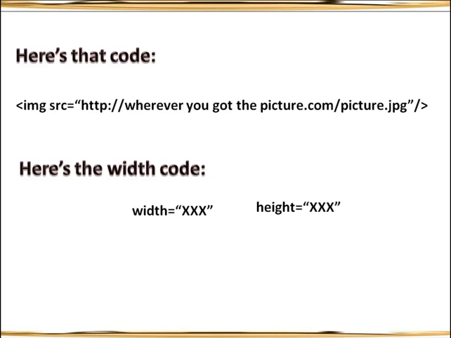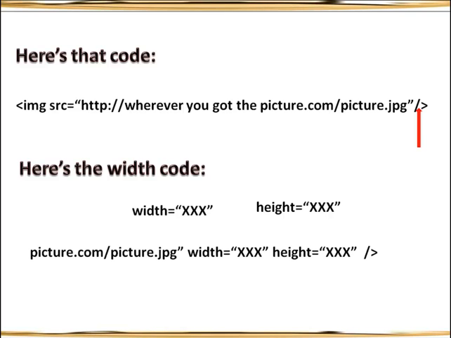If you have to adjust the height, same thing. Height equals. So if you needed to put those two pieces in that piece of code, you put it right there. Just get a space first. So it's going to look like that at the very end. Quotation marks, then the space, then the width, and then the space, and then the height, and then the / greater than sign to end that command.